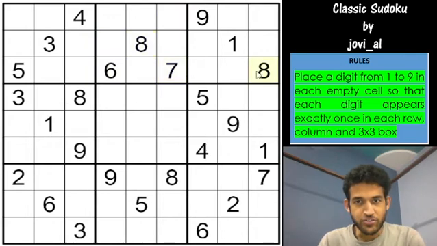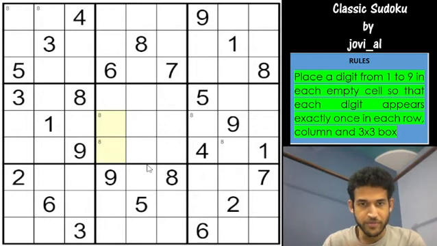Okay, 8 in rows 2 and 3, so that gives me an 8 in one of these two cells. And there is an 8 in row 4, 8 in column 9, so 8 goes in one of these two cells. Okay, 8 in column 4 has only two cells left. It can only go here.